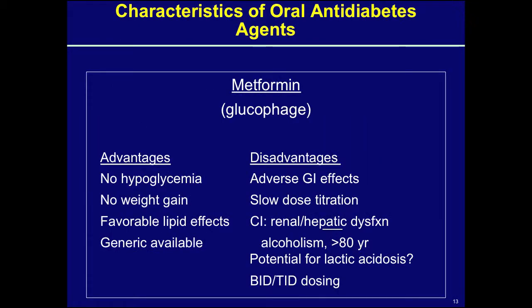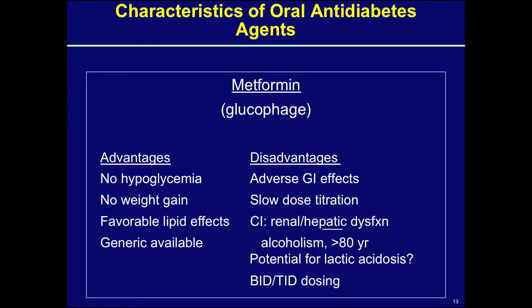Metformin we all know about. It's recommended as the first-line drug. The advantage is, of course, it's no hypoglycemia, there's no weight gain, and it's generically available. Of course, there are disadvantages. We all know about the GI side effects. You can't increase the doses rapidly because of the GI side effects.